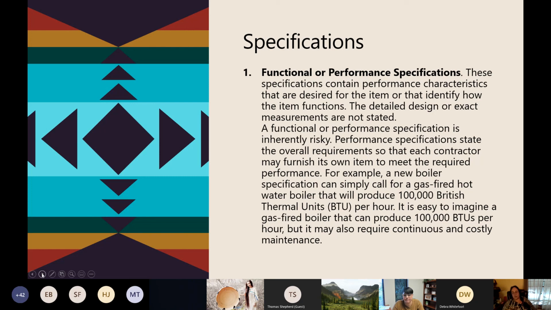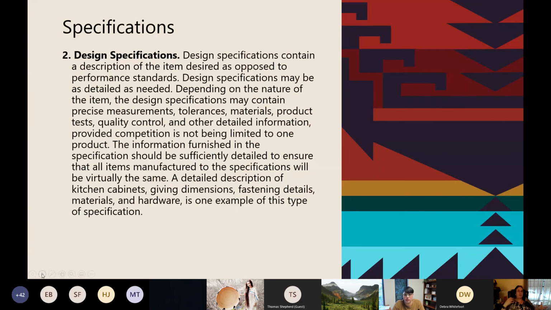And there's the example I was looking for. For example, you're going to bid out a new boiler. The specification can simply call for a gas-fired hot water boiler that'll produce 100,000 British thermal units, so 100,000 BTU per hour. It's easy to imagine a gas-fired boiler that can produce 100,000 BTU, but it might require continuous and costly maintenance. So that would be a risky way just to bluntly ask for that.